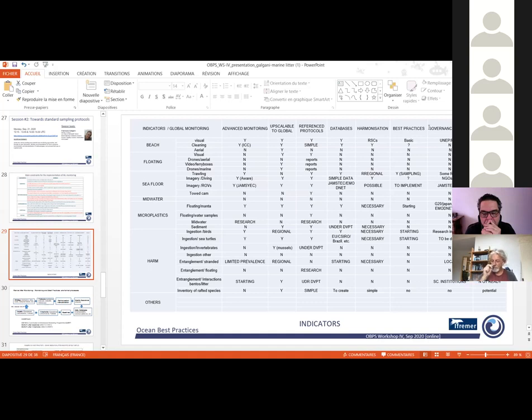If you look at beach, for instance, visual observation is really advanced in some countries. It's upscaling to global because we do have a lot of countries already monitoring. We do have reference protocols, including from the UN. We do have databases. Harmonization at the level of the regional sea conventions does exist. We do have basic best practices. Governance typically is under UNEP and the UNEP regional sea conventions. So in that case, I think we can recommend to use and to upscale, to implement monitoring at a larger scale and coordinate it. So this is one example.